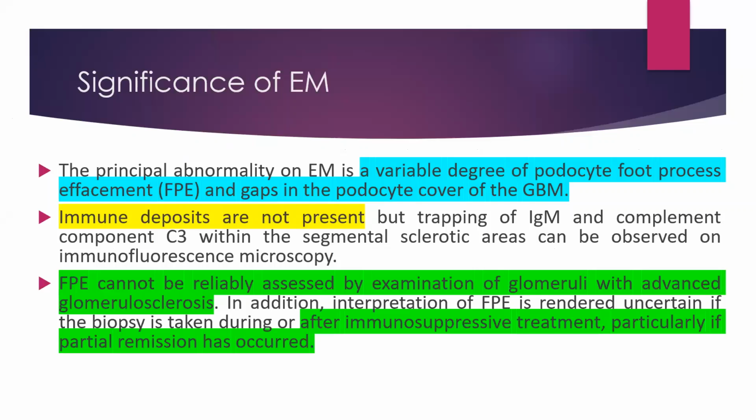The significance of electron microscopy, you can determine in these 3 points. Number one, the principal abnormality is foot process effacement, with a variable degree between the different categories of FSGS. The immune deposits are not present, but trapping of IgM or complement within the segmental sclerotic area can be observed in immunofluorescence microscopy. But we should know that foot process effacement can't be reliably assessed by examination of glomeruli with advanced glomerulosclerosis, and also will not be reliable if the patient is on immune suppression and starts to be partially improved.